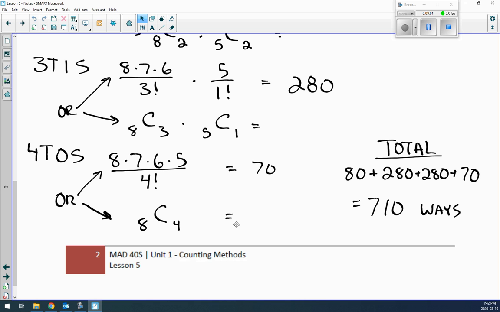Okay, so that is the last lesson of the counting methods section. You can do the questions that are at the bottom of the notes, and the next notes that will come through are probability notes.